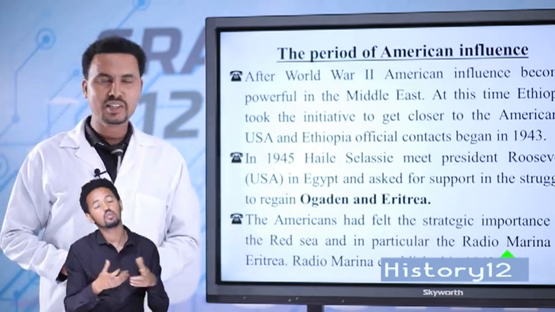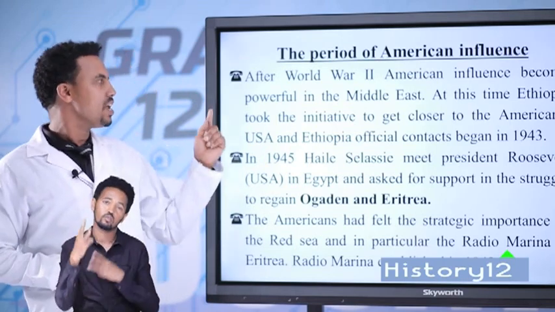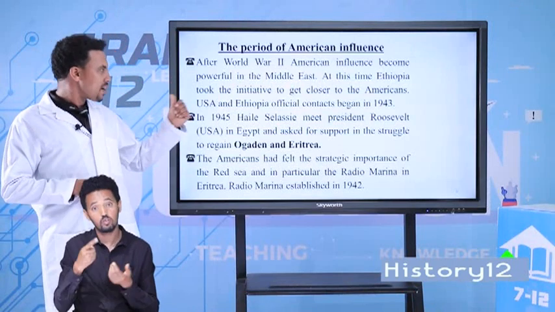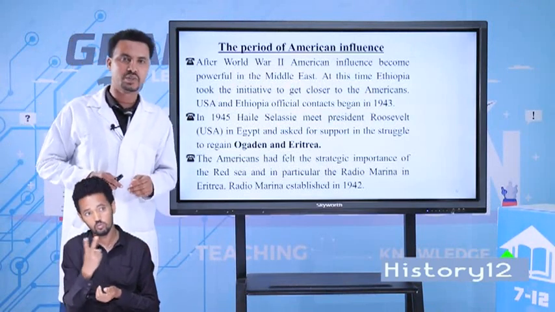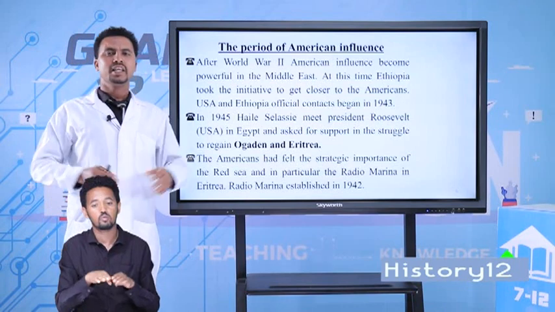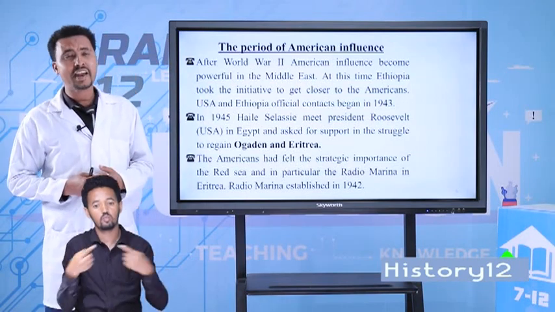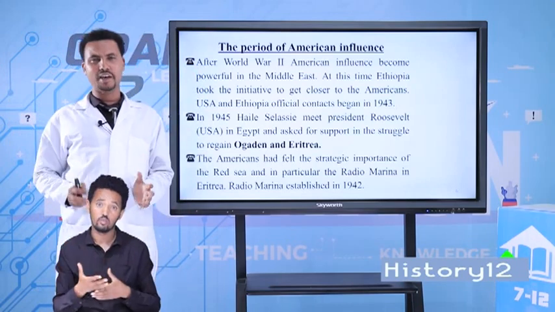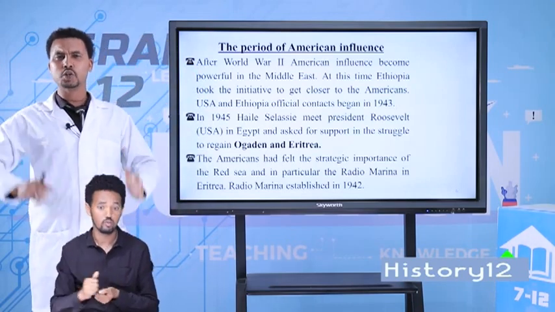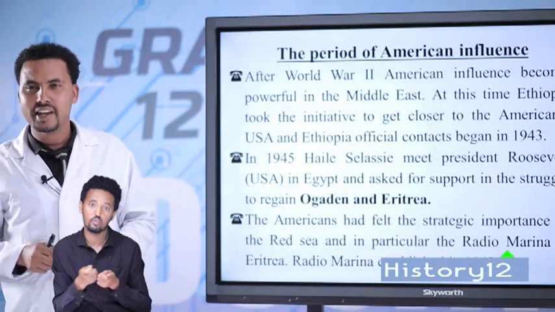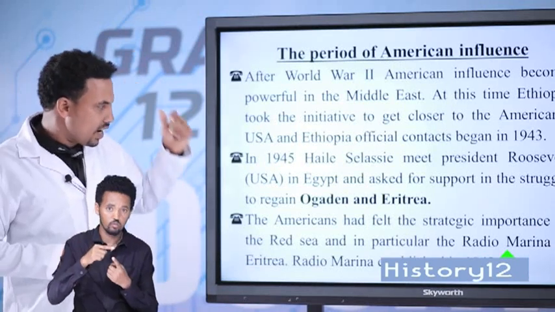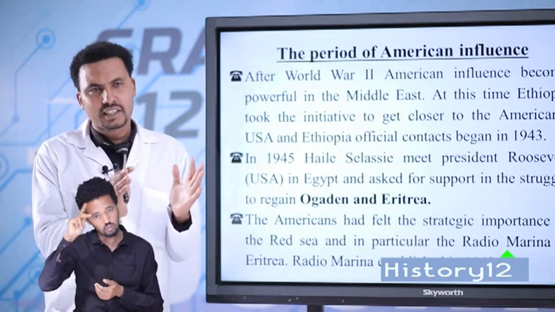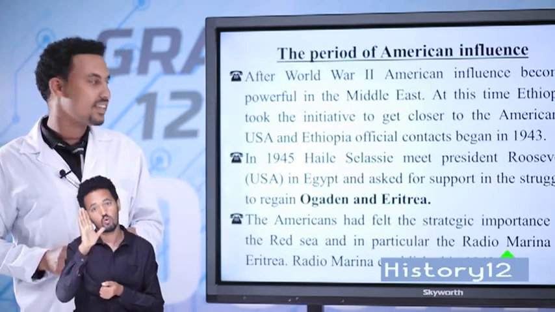After the Second World War, American influence became powerful in the Middle East. At this time, Ethiopia took the initiative to get a closer relation with America. The relationship between Ethiopia and America started in 1943. For the first time, Emperor Haile Selassie and Roosevelt met in Egypt in 1945. At this meeting, Emperor Haile Selassie asked to return Ogaden and Eritrea.